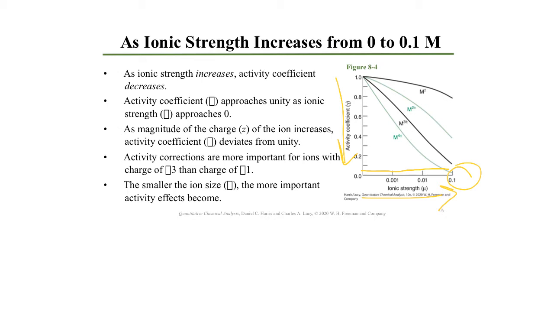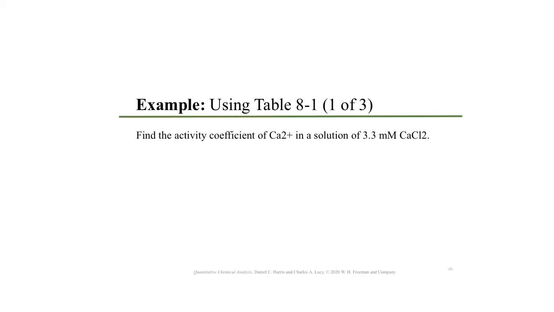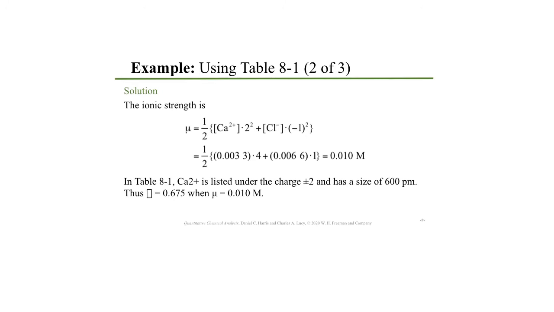Then as charge increases, it goes down faster. The smaller the ion size, the more important the activity effects actually become. Okay. So if you've got a table that you can work with, you can find the activity coefficients, but you can also use this Debye-Huckel. It's pretty decent. If you're in really concentrated solutions, then you have to use a different equation that we won't get into. So the thing that you do have to calculate first to use the table is the ionic strength, because it depends on the ionic strength.